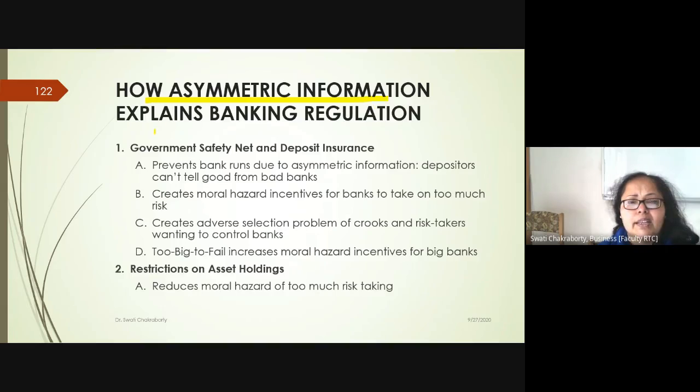How asymmetric information explains banking regulation. We spoke about the government safety net and deposit insurance, which prevents bank runs due to asymmetric information. Depositors can't tell good from bad banks, which creates moral hazard incentives for banks to take on too much risk, and creates an adverse selection problem of crooks and risk takers wanting to control banks. Too big to fail increases moral hazard incentives for big banks. That's what happens when government starts protecting, right, these banks. Restrictions on asset holdings reduce the moral hazard of too much risk taking.